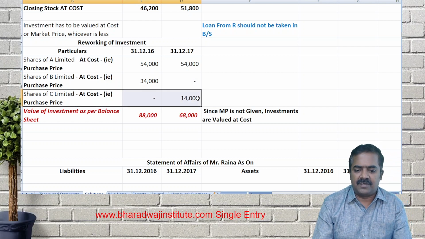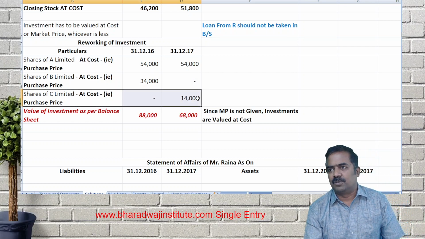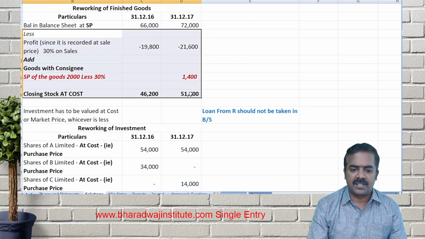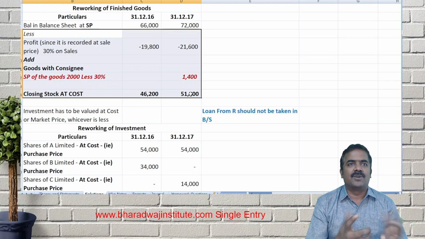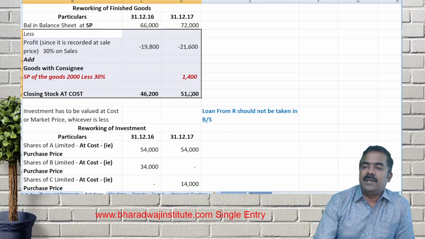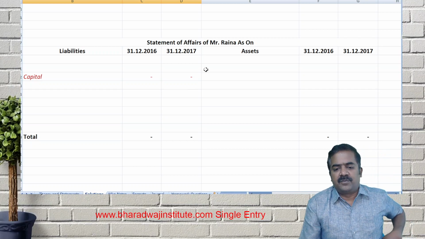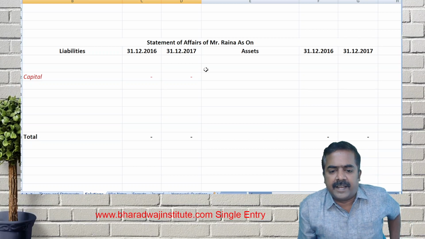Even this acquisition of investment will not appear anywhere in the books because we are not maintaining which one? Cash book. Even this rectification of errors will have no effect on the P&L account. It will have impact only in which one? Balance sheet. Start. Statement of affairs. Please listen to it, then you can take it up.